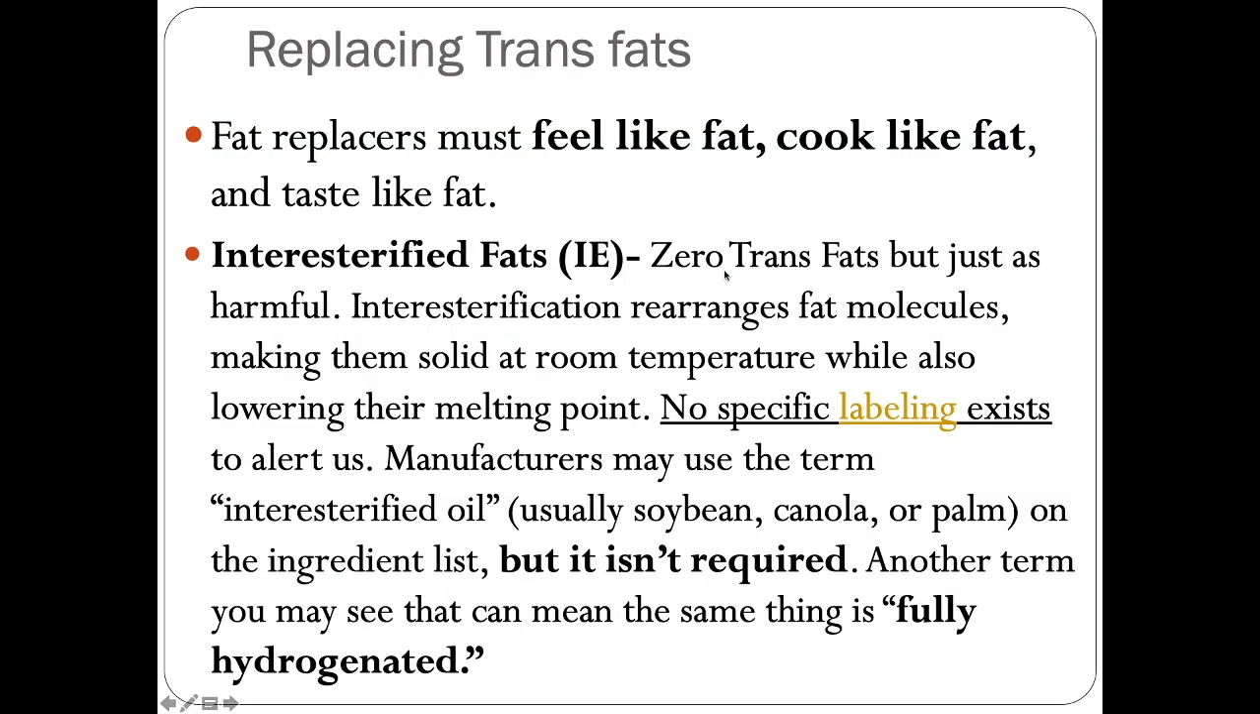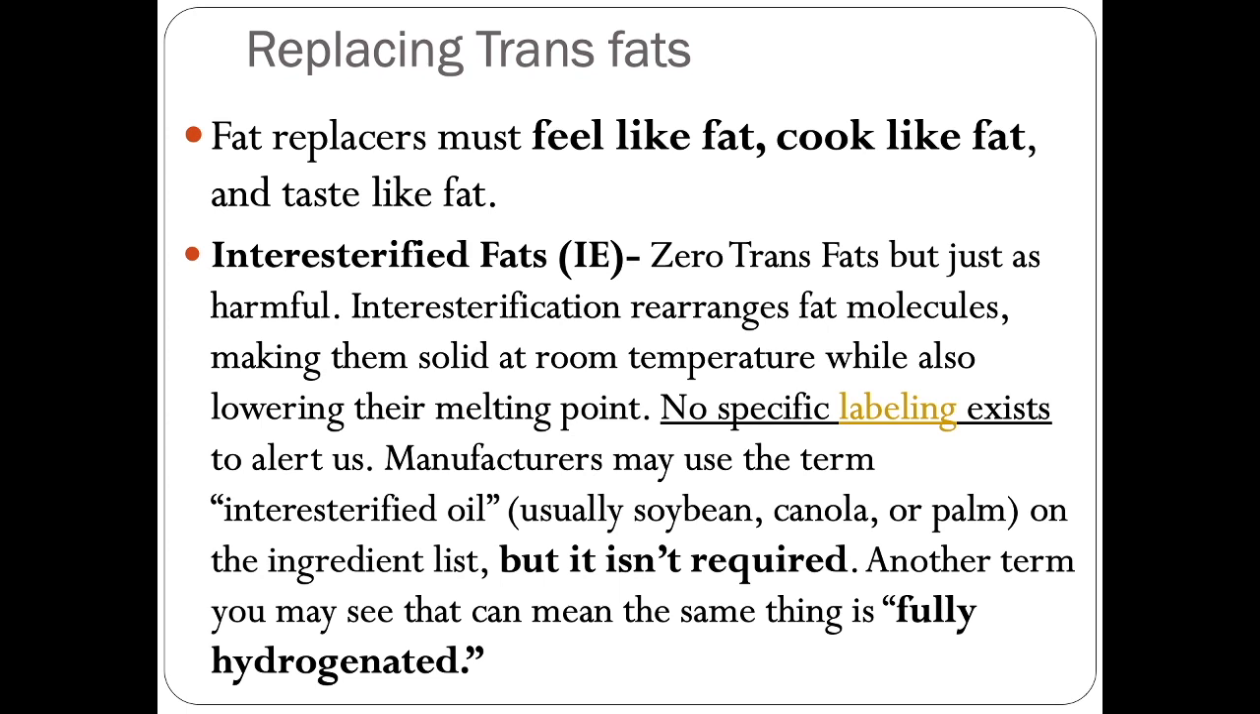So, if we can't use trans fats, what do we use instead? Just like artificial sweeteners, you can use something called a fat replacer. It feels like fat, it cooks like fat, it tastes like fat, but it doesn't have any calories. Things such as what we call interesterified fats, they aren't technically trans fats, but they are still harmful.